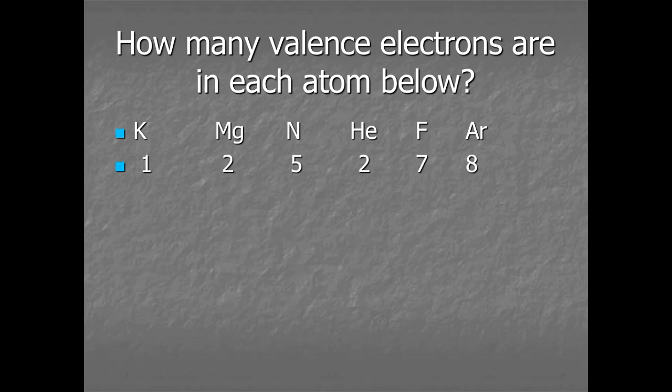Potassium is in the 1st column, so it has 1 valence electron. Magnesium is in the 2nd column, it has 2. Nitrogen is in the 5th column, it has 5. Helium is weird, okay? Helium is in that 8th column, but it's a special exception because the only other thing in its row is hydrogen. Since it's only the 2nd thing in the row, it has 2 valence electrons. So helium is the only thing that breaks this rule, where it doesn't match up with its column, but everything else does. So remember, helium has 2. Fluorine in the 7th column has 7. Argon, with the noble gases being in the 8th column, has 8.